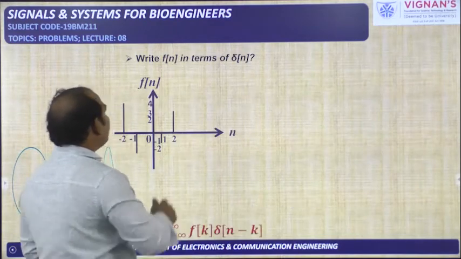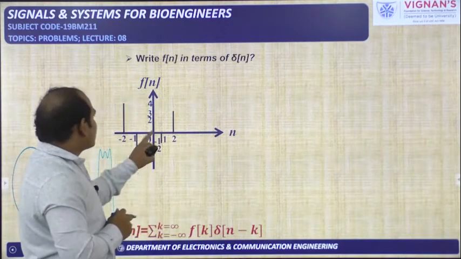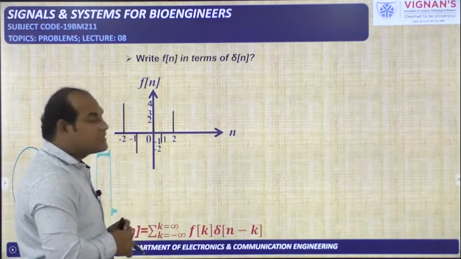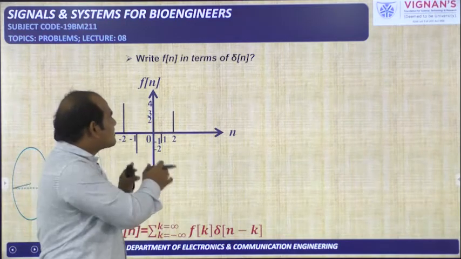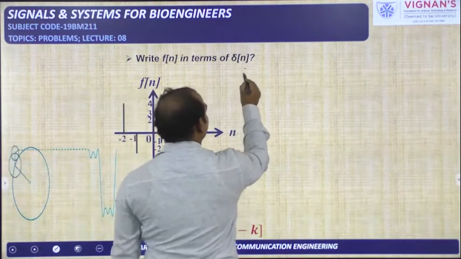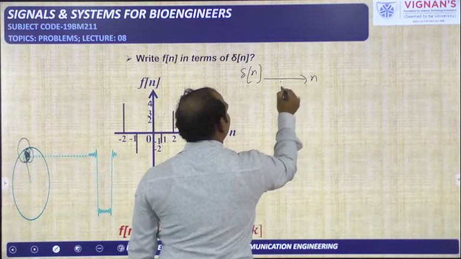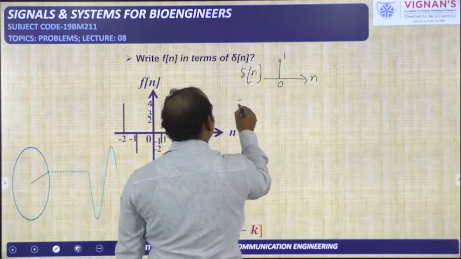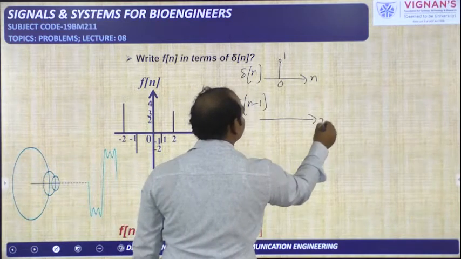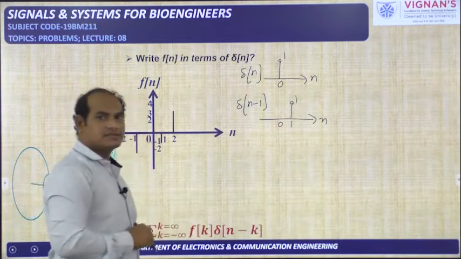Now write f of n in terms of del of n. Okay, this is the f of n equation. The graph of f of n they have given, graphical representation. Now we have to represent this f of n in terms of del of n. So generally del of n means that is available at n is equal to 0 with amplitude 1. Del of n minus 1 means it is a shifted version of the del of n by 1 second to the right side. It will be available like this.